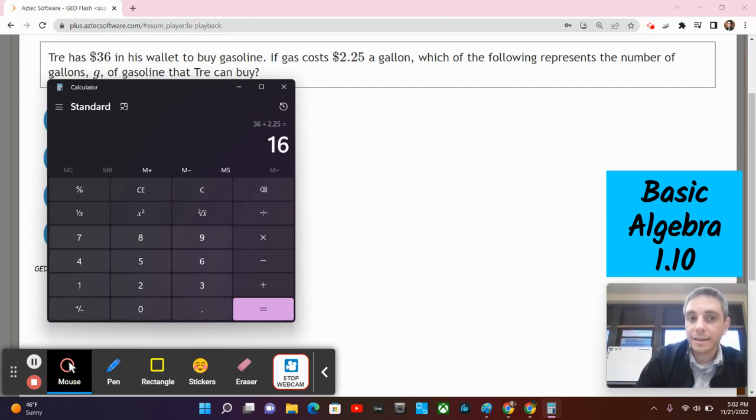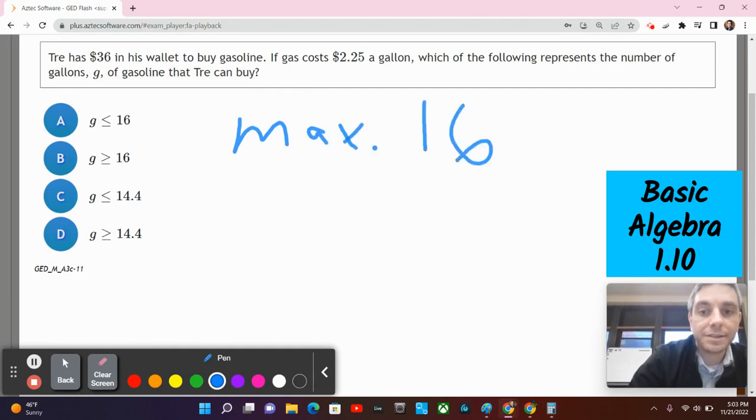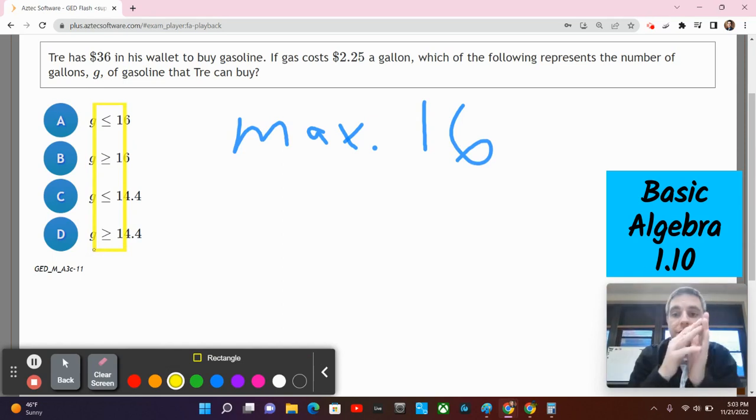Anything more than that is going to cost more than $36. So I will write that down just like I said it. It's a maximum of 16 gallons. So now we need to identify which of these four symbols is appropriate for the word maximum. Are you allowed to hit 16 gallons perfectly? Yeah. Are you allowed to go over 16 gallons? No. So we can stay under 16 gallons, less than, and we can also equal 16 gallons perfectly.